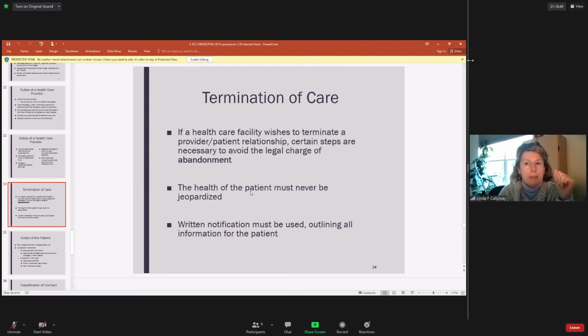You have abandoned the patient, and you could be legally liable, of course, that's the dentist I'm talking about, but there are things as a hygienist as well. I just want to give you an example of how your office could be in a lawsuit for abandonment. So the health of the patient must never be jeopardized. Written notification must be used, outlining all information for the patient.